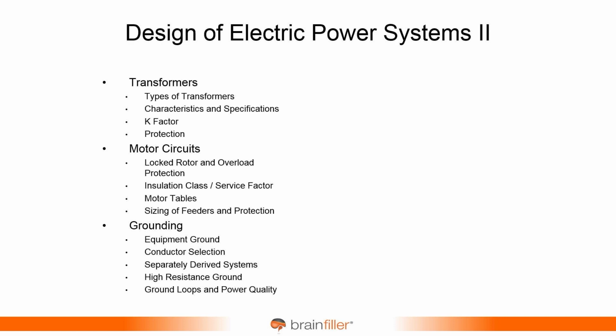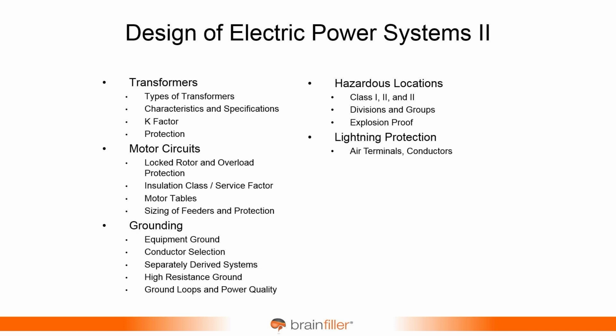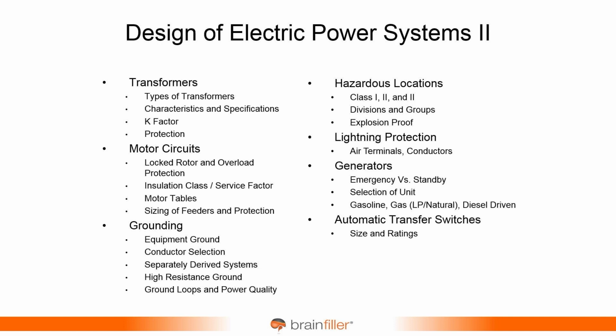Talk about the grounding electrode system, high resistance grounding, and a little bit about power quality as well. We'll hit hazardous locations as well, and then a little bit about lightning protection. And then we'll wrap things up talking about generators and automatic transfer switches, interruptible power supplies, just kind of a high-level view, and then a case problem.